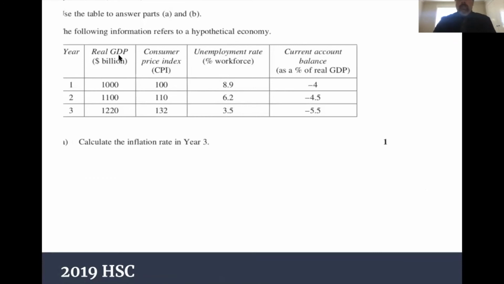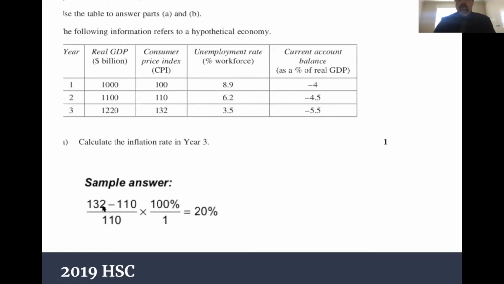So the question is looking at calculating the inflation rate, 1 mark. So this should be relatively straightforward. We've got real GDP, we've got CPI, unemployment rates, and we've got a current account balance there. So you should know that your formula for inflation is a rate of change. It's basically the change in the CPI from year 3 to year 2. Because we're asked to calculate year 3, we've got to look at the previous year.